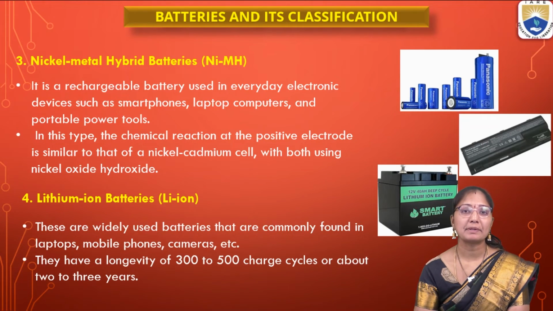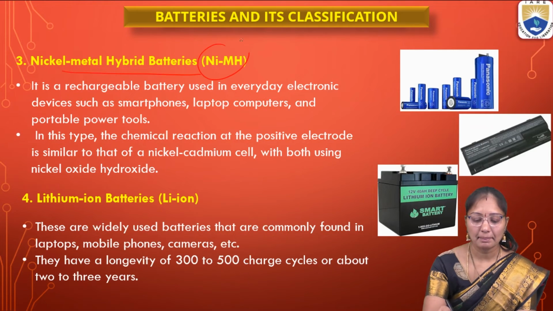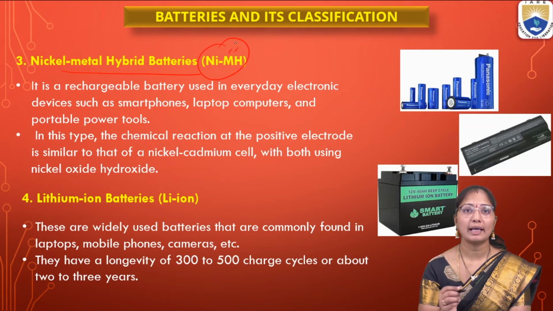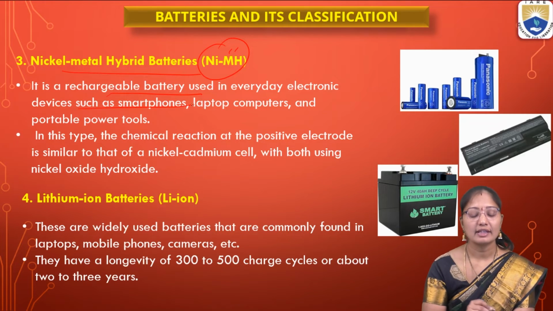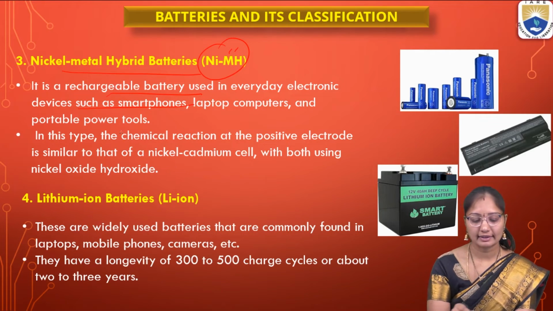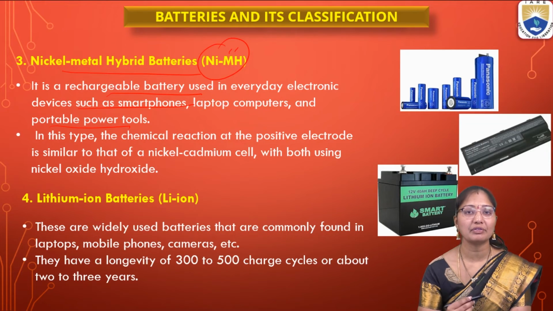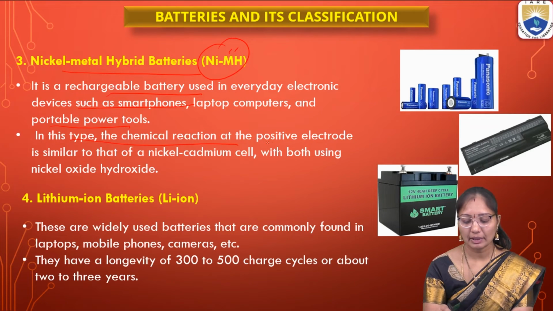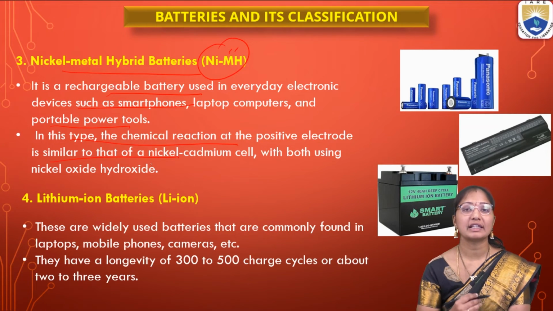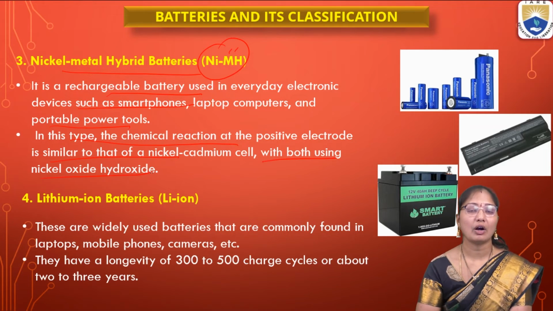The next type is the nickel metal hydride battery, called nickel MH. It is a type of rechargeable battery which we use in everyday electronic devices such as smartphones, laptops, computers and portable power tools, which are recharged every day for our use. In this type, the chemical reaction at the positive electrode is similar to that of the nickel cadmium cell, with both using nickel oxide hydroxide.